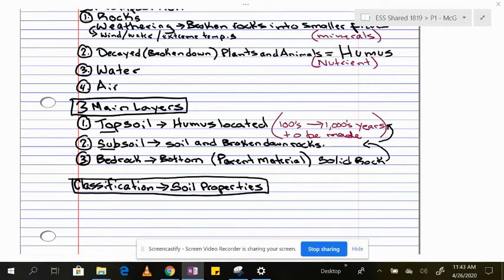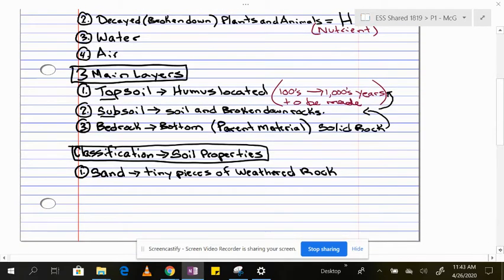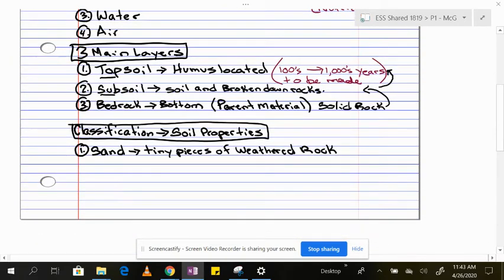And so when we are looking at this, the very first one that they talked about is sand. And a lot of times we don't really think about sand as soil, but it's really, really important. And this is tiny pieces of weathered rock. That weathered, or broken down rock. Now, if I'm ever going too fast, always just pause and go ahead and catch up. Okay, sand is tiny pieces of weathered rock.